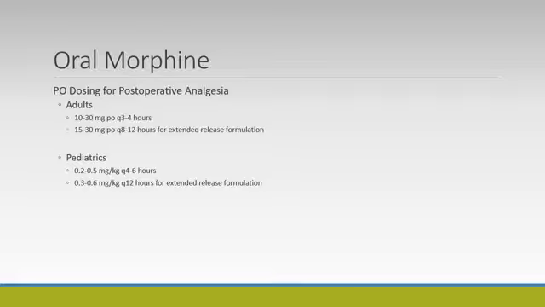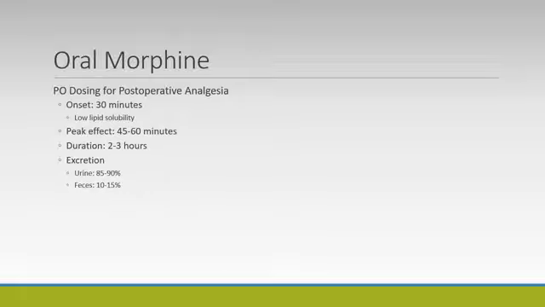Looking at the PO dosing for postoperative analgesia, for adults, typically it's anywhere between 10 to 30 milligrams PO every 3 to 4 hours. There is an extended release formulation. You can see here that it's only given every 8 to 12 hours. You can see the pediatric dosing down below.